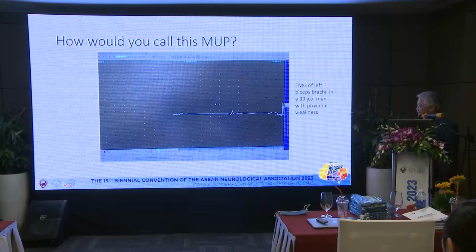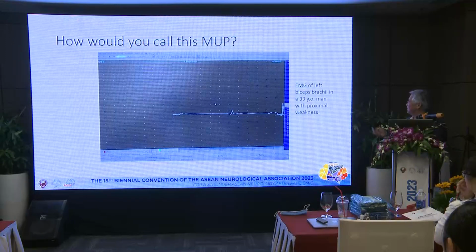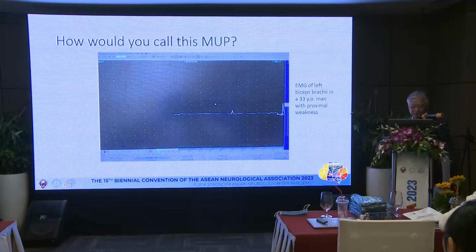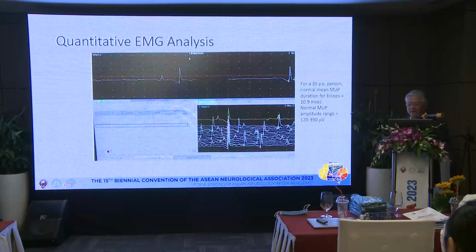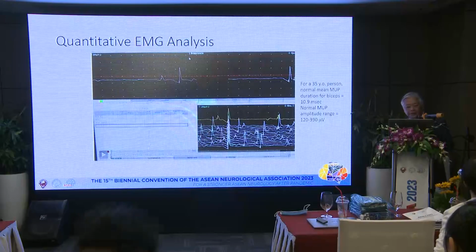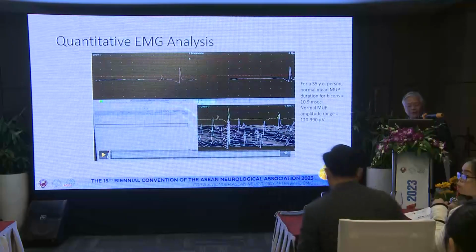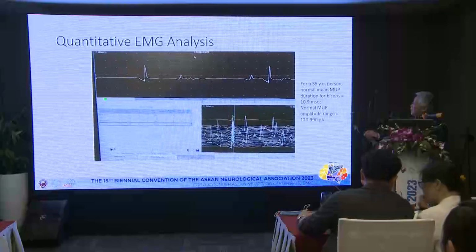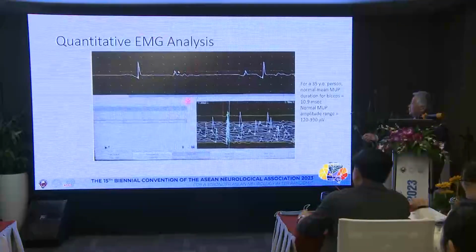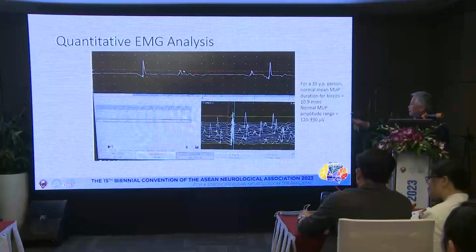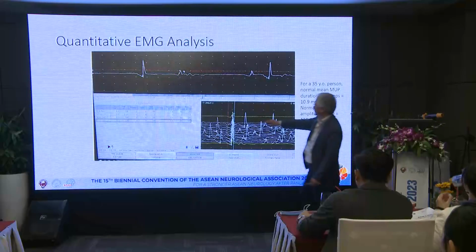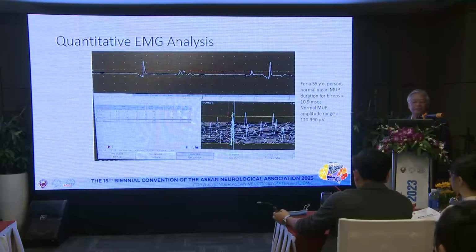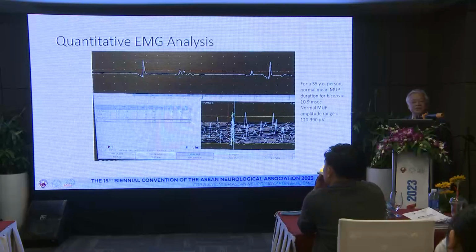So basically, this is an EMG of the left bicep in a 33-year-old man with proximal muscle weakness. And you can see the potential right there. Here we go. So we can trigger the potential, and I'm triggering this unit right there, and then take it out and measure the duration. And you can see that in this example, the duration is 6 milliseconds.